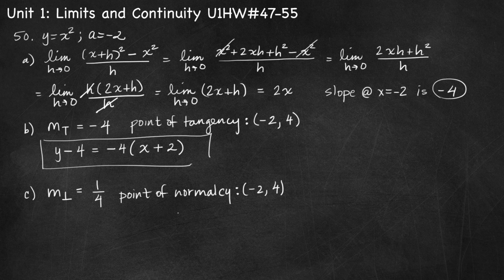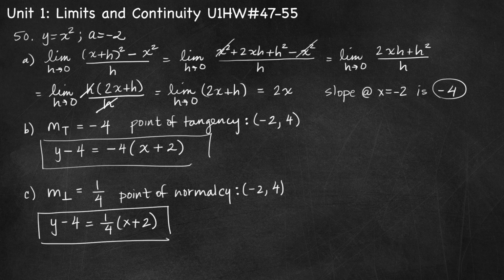So again, we have a point on the line, and we have the slope of the line, so we can write the equation using point-slope form. y minus 4 equals slope times x minus -2. Okay, so that's the equation of my normal line.